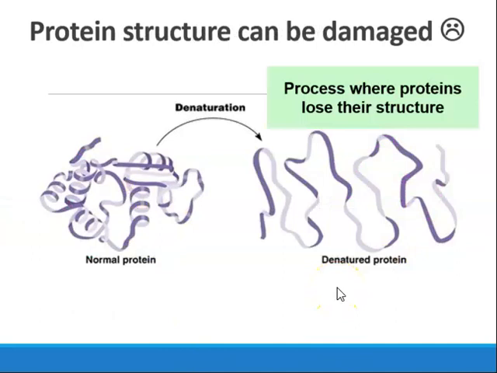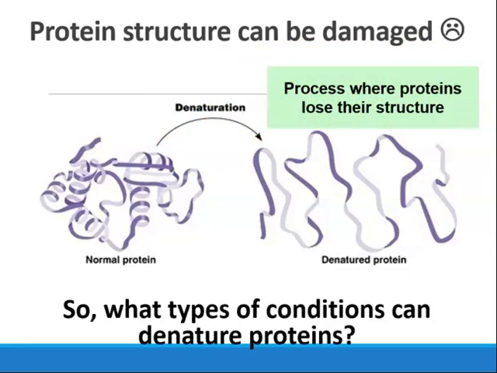Now, protein structure can be damaged. It goes through a process of denaturation. Denaturation is the process where proteins can lose their structure. So what types of conditions can denature proteins? We can have extreme temperature. We can have a change in pH from either basic to acidic or acidic to basic. Also, exposure to specific chemicals can cause denaturation.